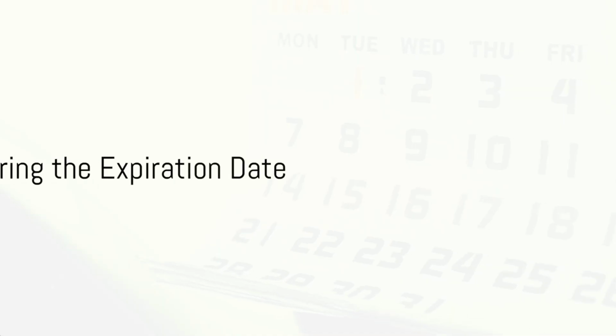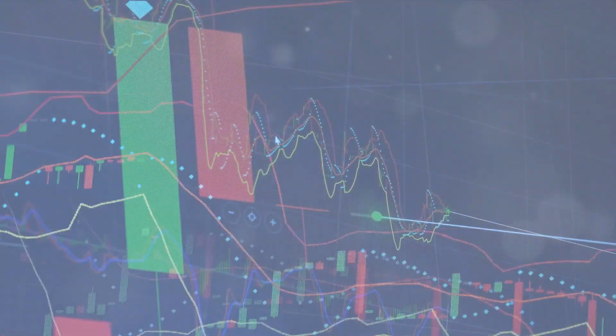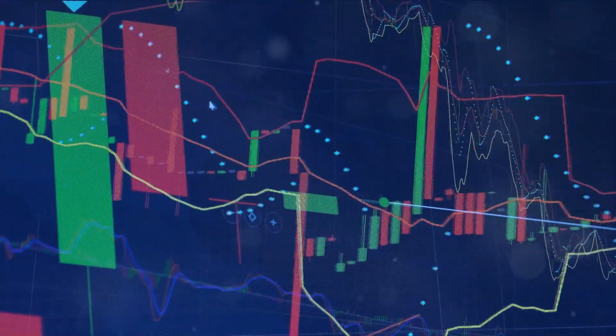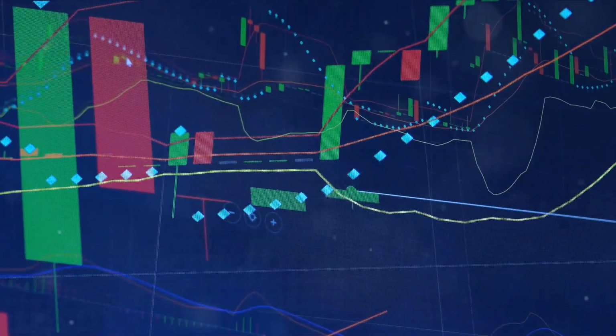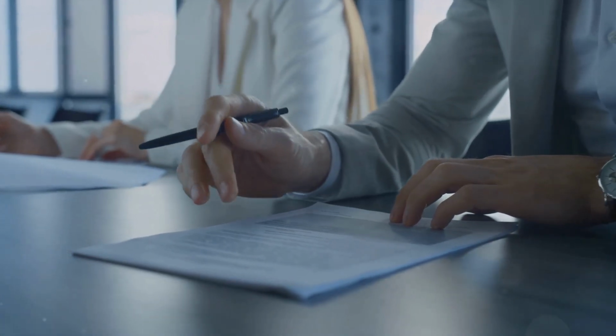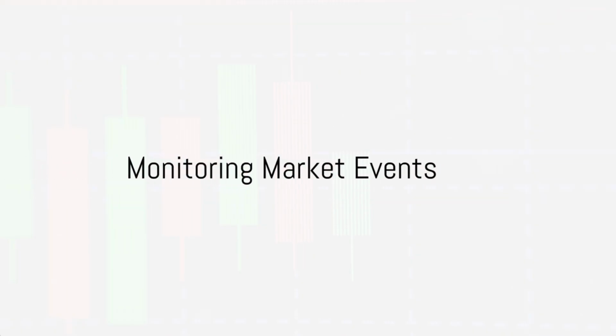Next, consider the expiration date. Options with more time until expiration are more expensive, as they offer more time for the underlying asset to move in a favorable direction. Therefore, buying long-term options can be a strategic move, especially when expecting significant price movement in the future. It's also essential to monitor the market closely.